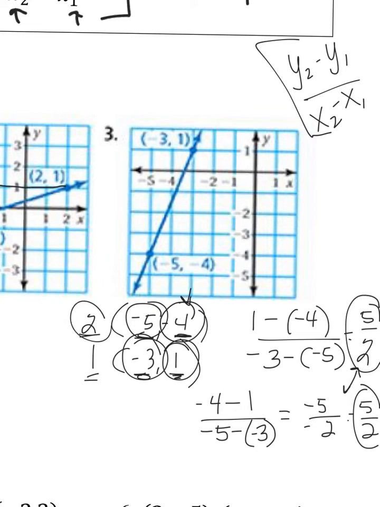I can call this first one y sub 2, or I can call this first one coordinate 2 and this second one coordinate 1, or vice versa. You're still going to get the exact same slope.